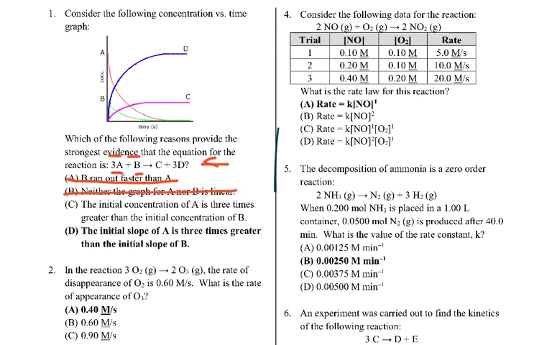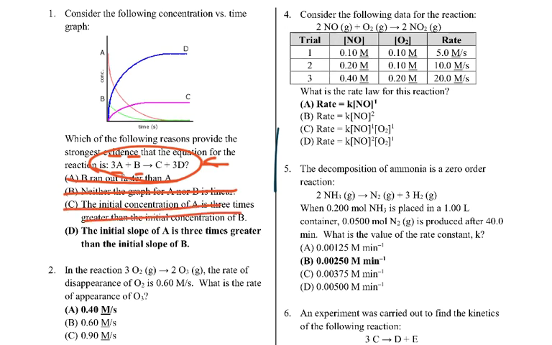The initial concentration of A is 3 times greater than the initial concentration of B. This equation only tells you about the change. It doesn't tell you about the starting amounts. You could start with the same amounts. You could start with lots of B and very little A. That doesn't tell you anything, so C is not useful either.